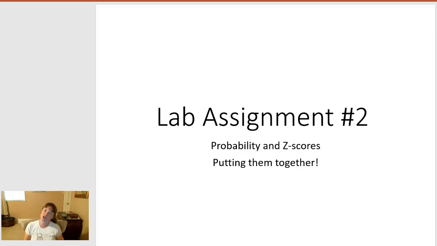And lab assignment 2, the problems in it, essentially, conceptually, are combining our understanding of probability with our understanding of z-scores, our understanding of the standard normal distribution, which is a bell-shaped curve where you've standardized, right? Go back to that z-score lecture, as well as our understanding of probability, figuring out probabilities. And so this lab is all about practicing that.